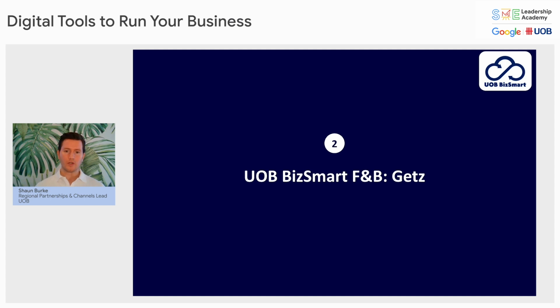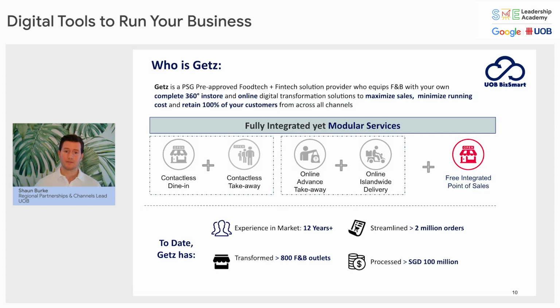So next up, we're going to look at UOB BizSmart for food and beverage, which is our solution, Gets. So what is Gets? Essentially, it's a PSG pre-approved food tech and fintech solution. What they do is digitize the entirety of your F&B business from end to end with as little as an iPad and a little bit of engagement and some really smart thinking.